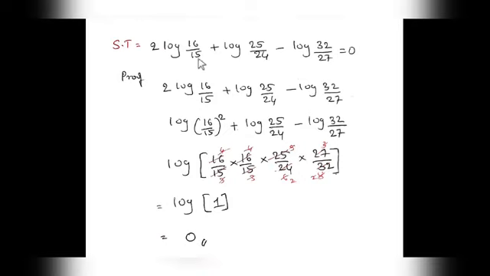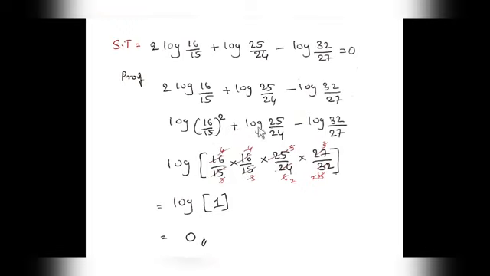Show that 2 log 16 divided by 15 plus log 25 divided by 24 minus log 32 divided by 27 is equal to 0. Now we have to take the LHS part and prove the RHS. Now this is the coefficient, we can take it as power: log of (16 divided by 15) whole bracket squared plus log 25 by 24 as it is minus log 32 divided by 27 as it is.